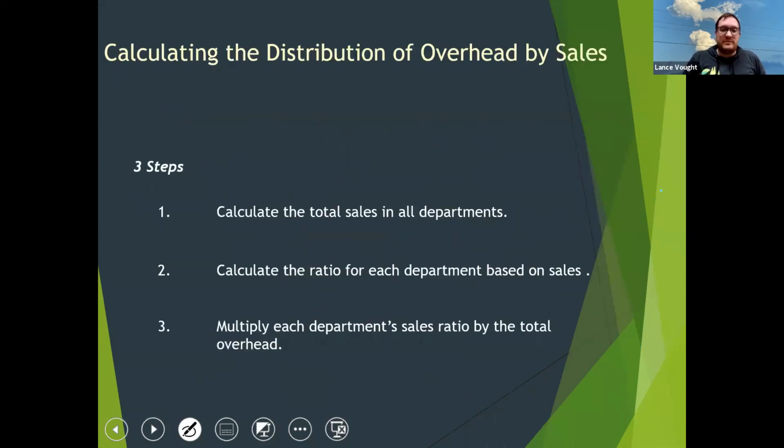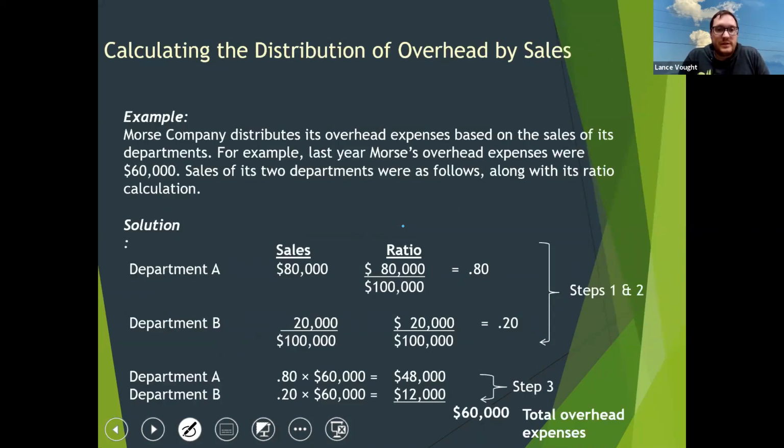So in this case, instead of calculating the space, we're calculating the sales in the department. So in Morse Company, there's 2 departments. Department A has made $80,000 in sales. Department B has $20,000 worth of sales. So if we add that together, we know the total number of sales is 100,000. So to determine the ratio, well, 80,000 over 100,000 is 80% or 0.8. 20,000 over 100,000 is 20% or 0.2.